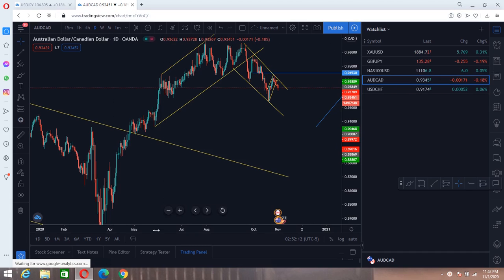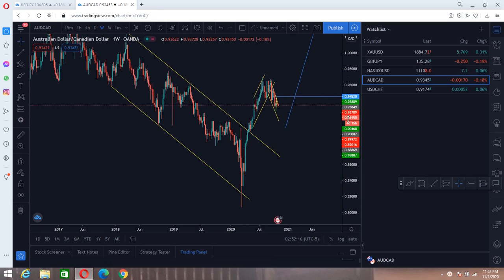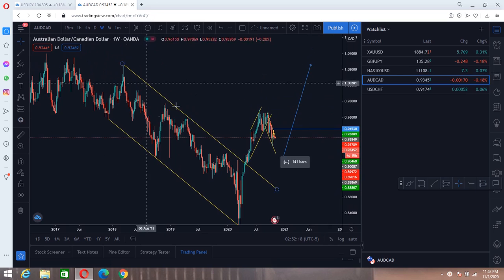So I have this for the biggest structure. Let me just go to the weekly time frame first. As you can see, this is a continuation to the upside. So our 90% rule, our target will be here, but for now, as you can see, it did the reversal pattern.